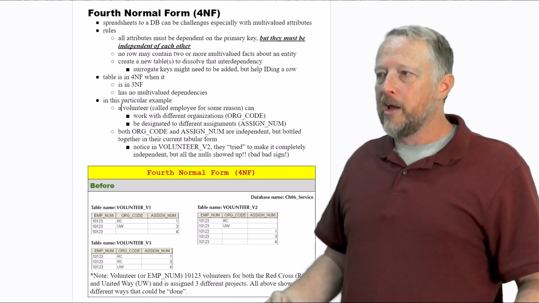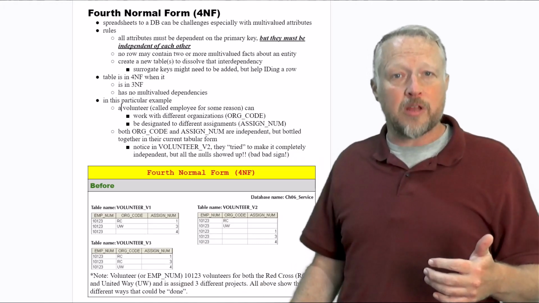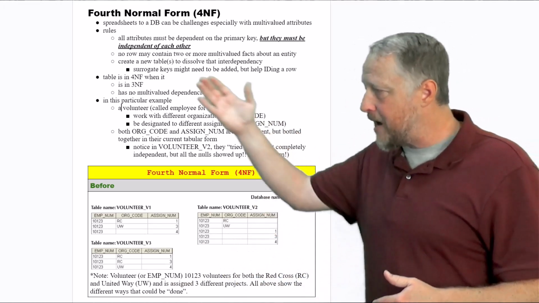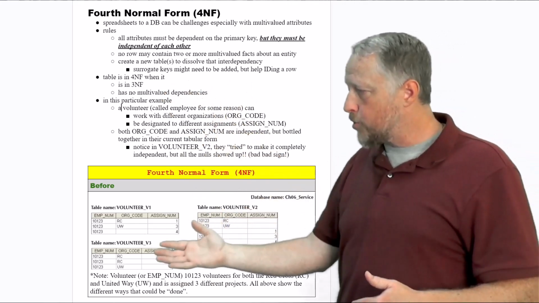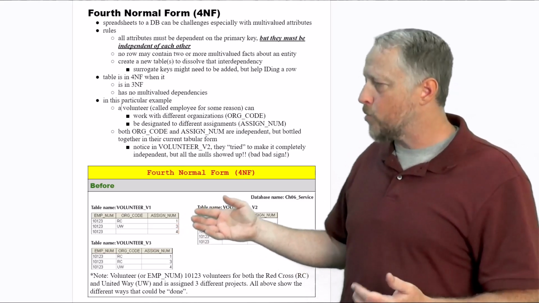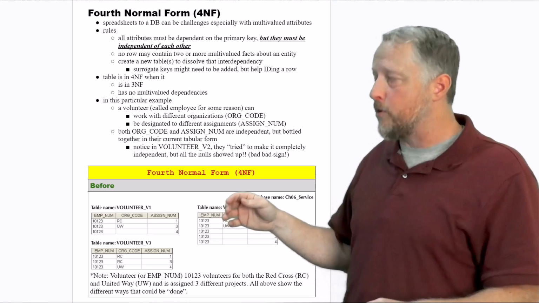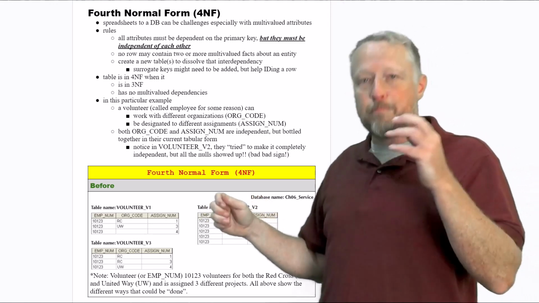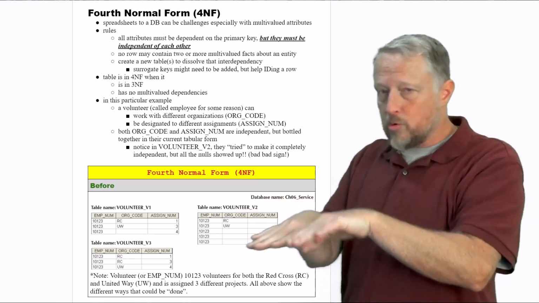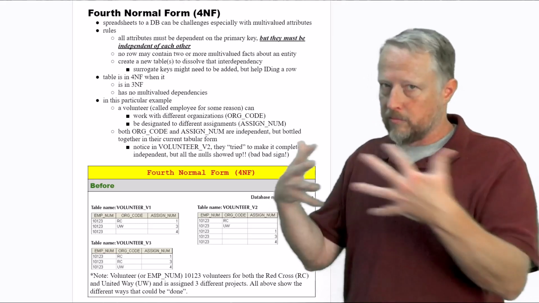because we may break it up so darn much that, again, it's more hops for our database to get to that particular table that we need. That's a performance issue. So in this example, what they're trying to do is have a volunteer, called an employee for some reason, that can work for different organizations and be assigned to different projects. They can work for two organizations or more. So a lot of things are very complicated.